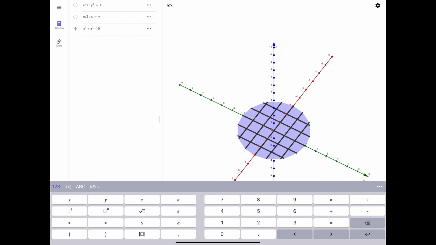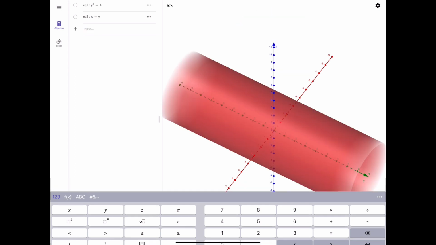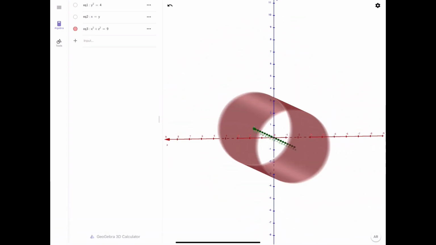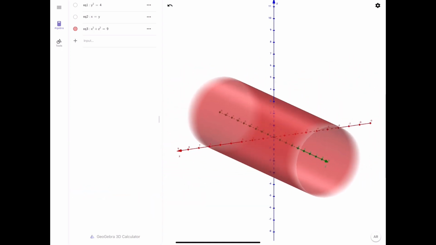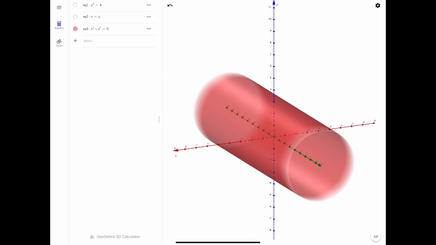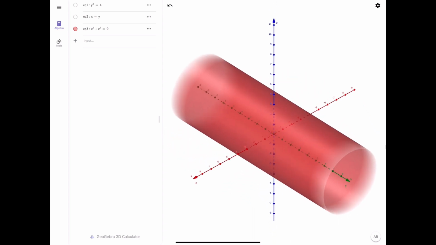So we're just going to say x squared plus z squared equals 9, and then we see the cylinder that we were expecting. And we know that in the inequality, the cylinder should actually be filled. But since GeoGebra can't handle the inequality, we've got to be content with having x squared plus z squared equals 9, and then just imagining filling in the entire cylinder to obtain the inequality.